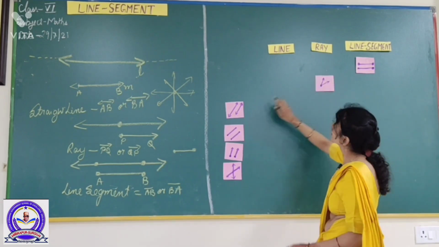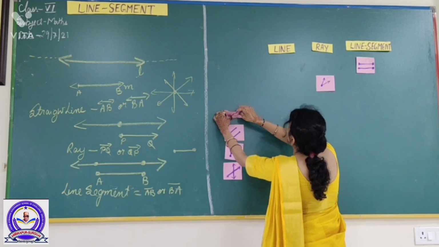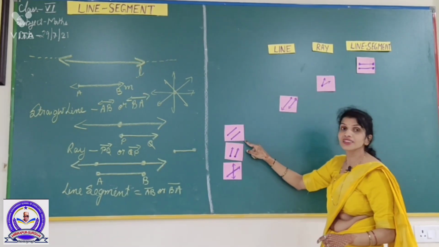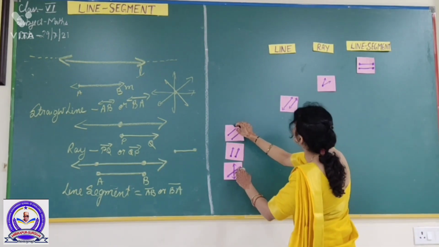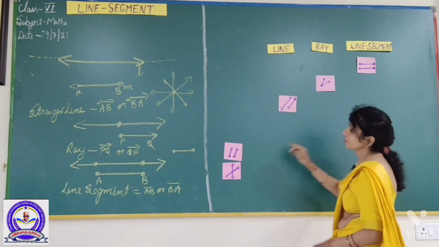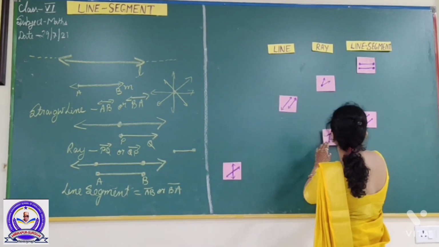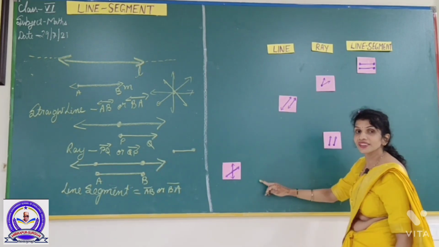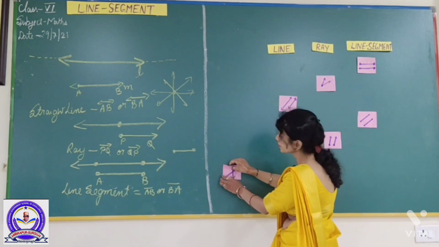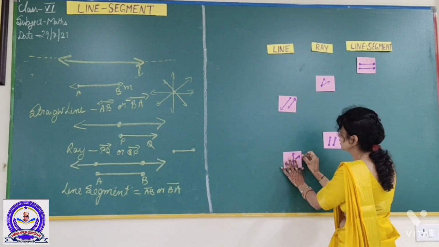The third one, it's a line. Very good students. I think your concept is clear. Now this one, it's a line segment. So I am going to put it here. Now this one, it's a ray. And the last one, very good, it's a line because here the arrow is there and it shows that the line can be extended in both directions.